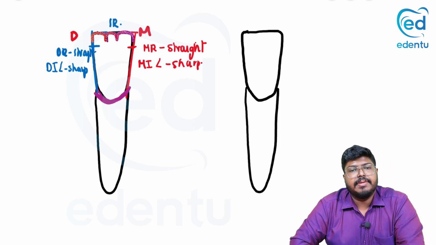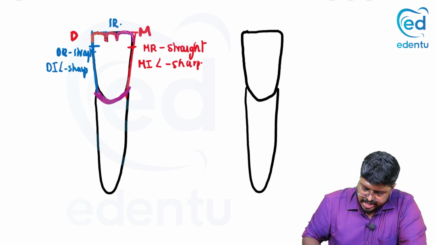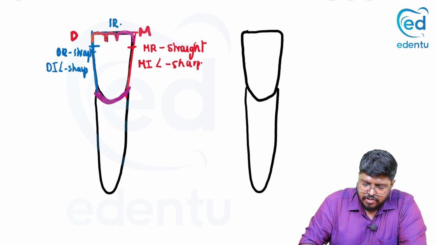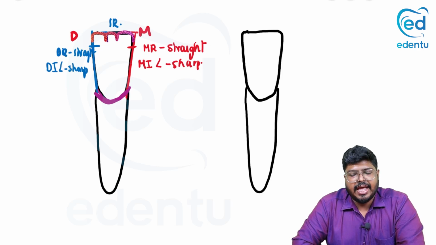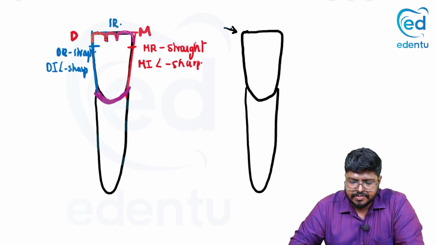Mamelons are noted in newly erupted teeth, but when it comes to wear and tear and function, while biting with the maxillary central incisors, normal wear will lead it to become straight edged again. Therefore, mamelons disappear and the edge becomes straight. As you see in this condition, the edge becomes straight.